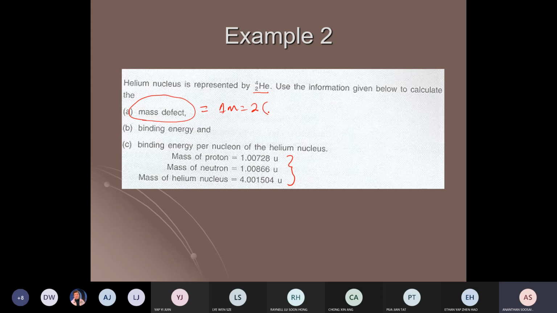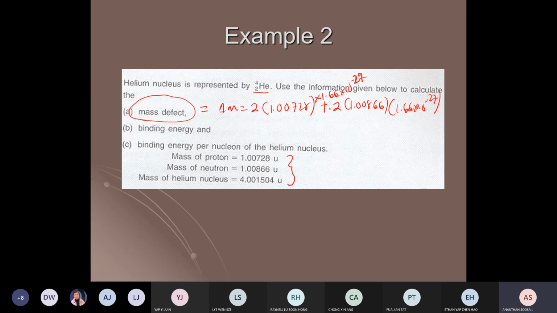2 times the mass of the proton, 1.00728, plus 2 times the neutron, right? 1.00866. Of course, this you need to multiply with the U, 1.66 times 10 to the power negative 27. So you get the mass defect.